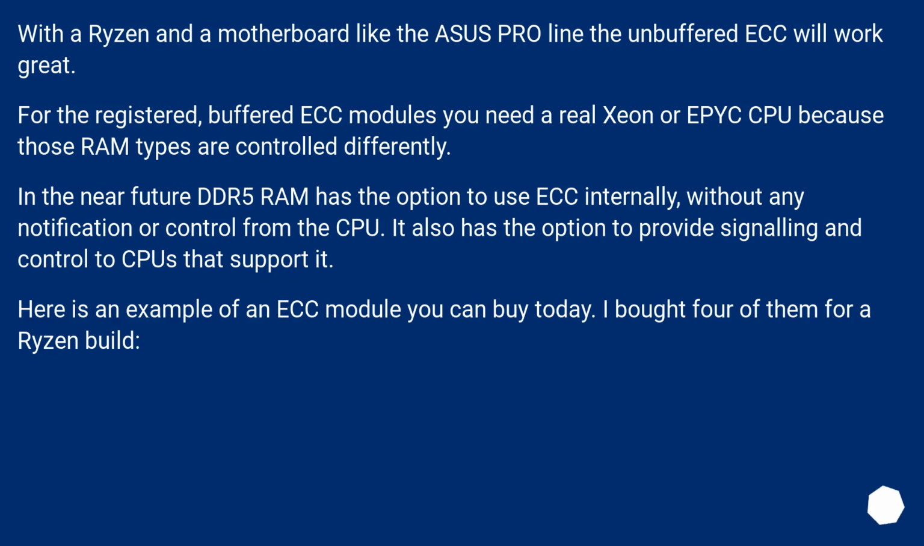In the near future, DDR5 RAM has the option to use ECC internally, without any notification or control from the CPU. It also has the option to provide signaling and control to CPUs that support it. Here is an example of an ECC module you can buy today. I bought 4 of them for a Ryzen build.